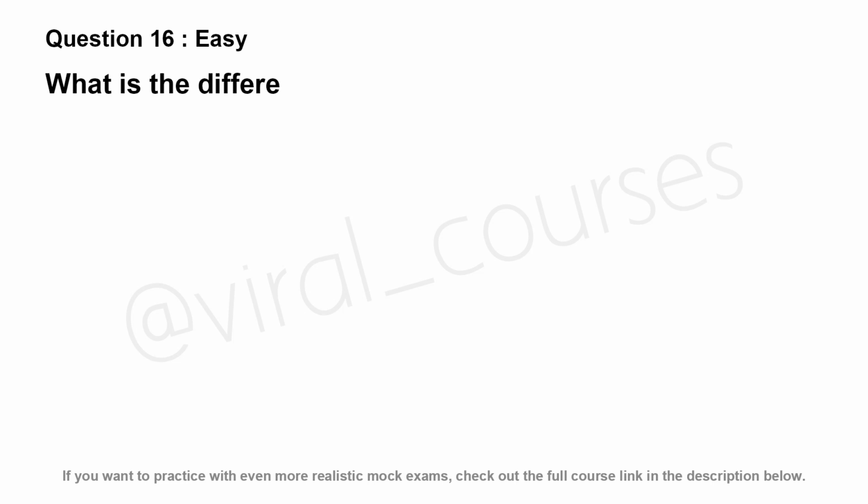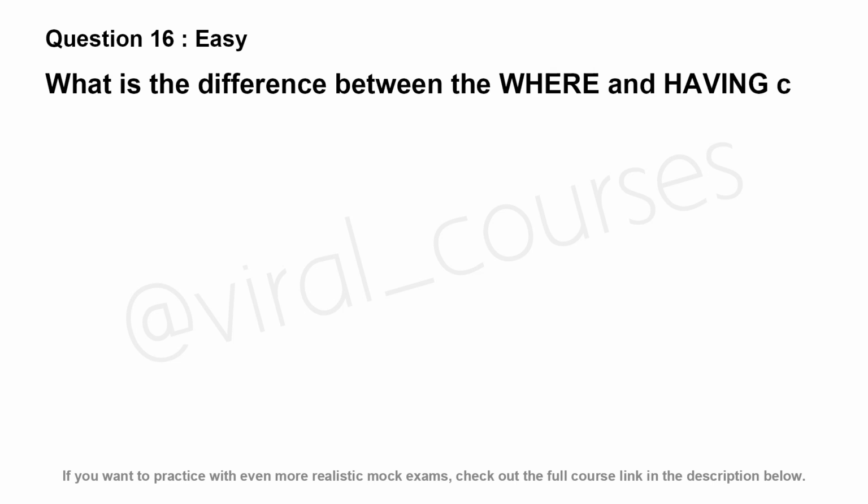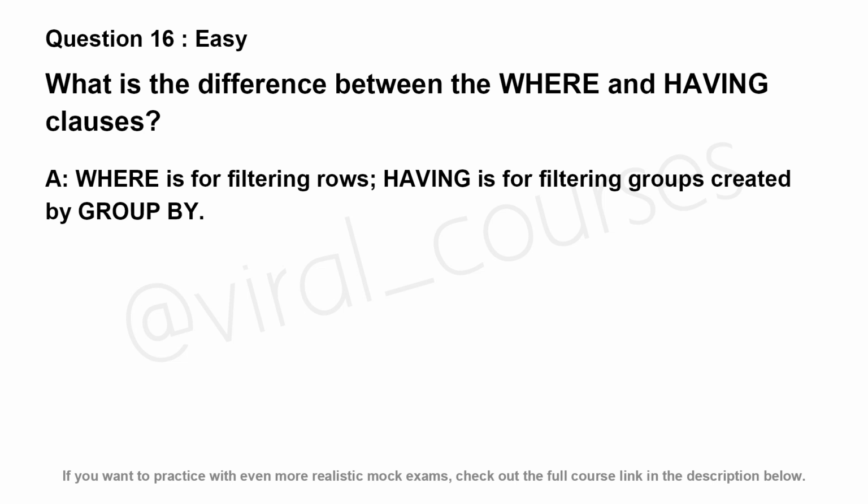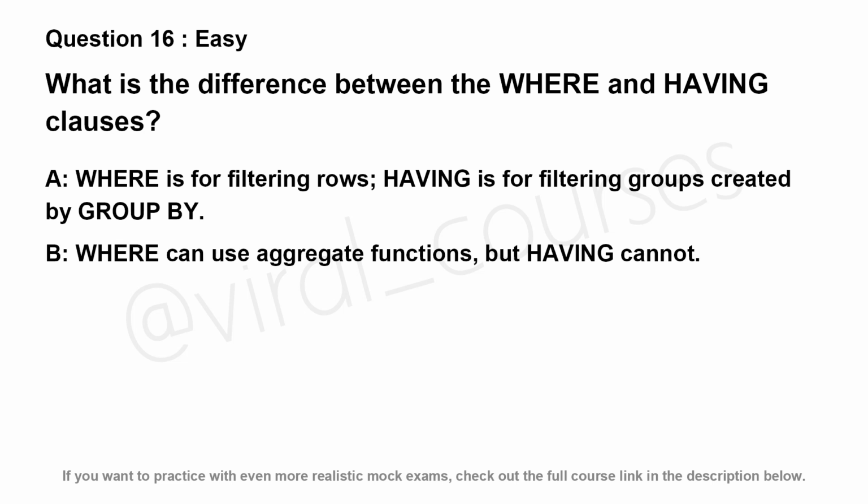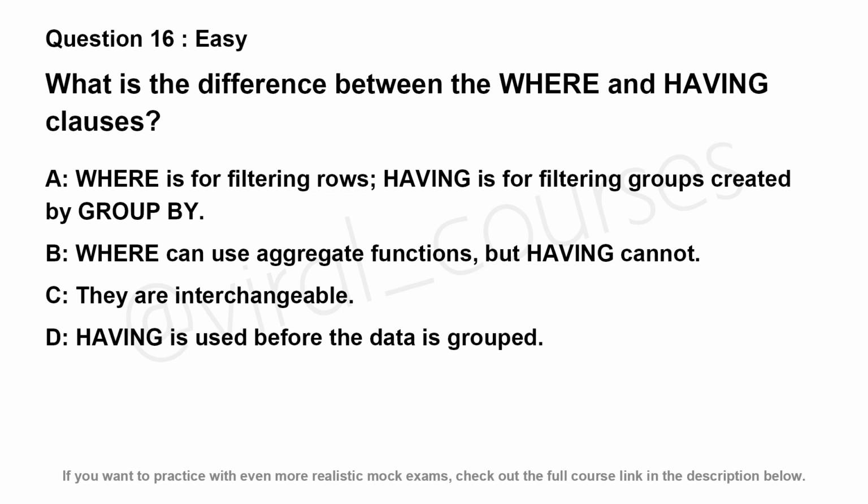What is the difference between the where and having clauses? Option A, where is for filtering rows. Having is for filtering groups created by group by. Option B, where can use aggregate functions, but having cannot. Option C, they are interchangeable. Option D, having is used before the data is grouped.